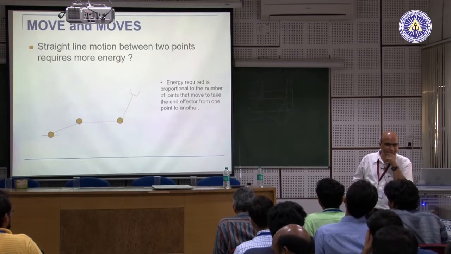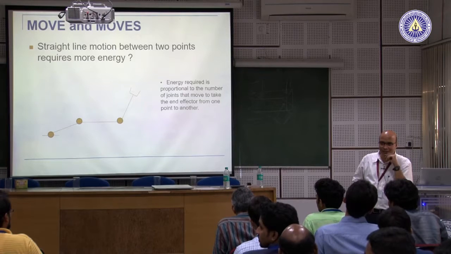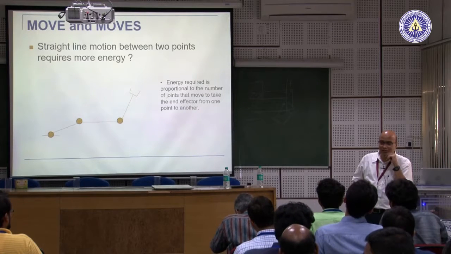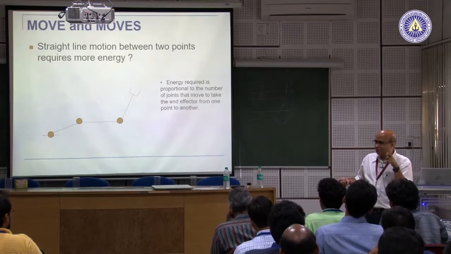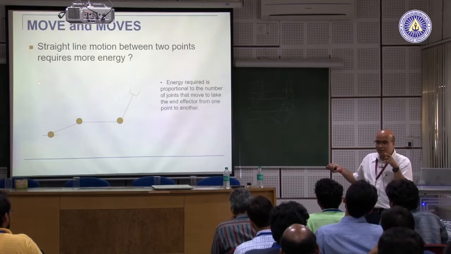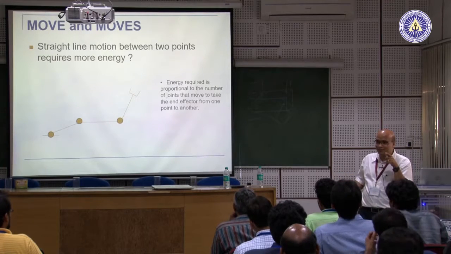Sir, the work done is F into D. F will be constant. D is the least of D. Your F is the torques at these joints. So the torques are different, they are not the same. Your distance, if you are talking about the Euclidean distance here, yes, that is constant, but the torques at the joints are not constant.